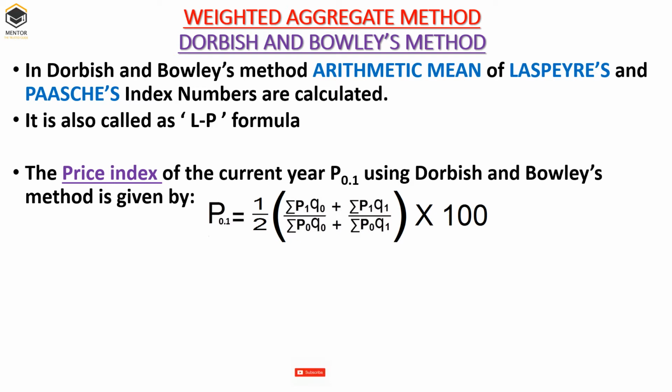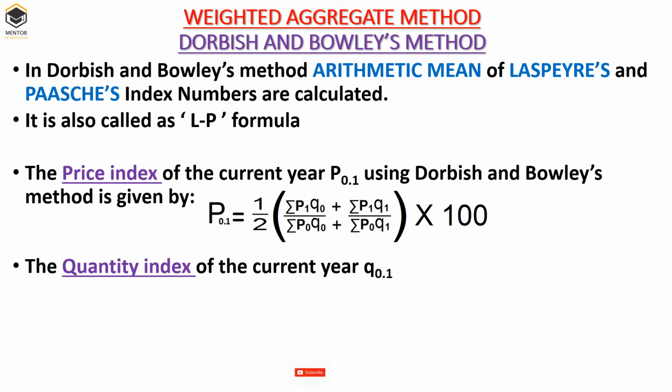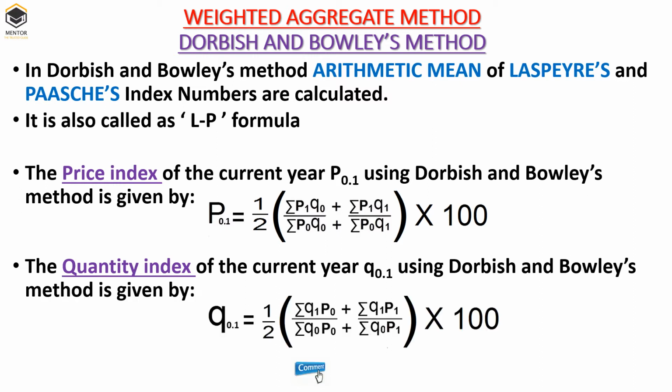The price index P01 is equal to 1 by 2 into the Laspeyres method plus the Paasche method, into 100. It will give the arithmetic mean. Next we have the quantity index. The quantity index of the current year Q01 using Bowley's method is given as half of the Laspeyres method plus the Paasche method, added and divided by 2, into 100. So these are the price index and quantity index formulas under the Dorbish and Bowley's method.